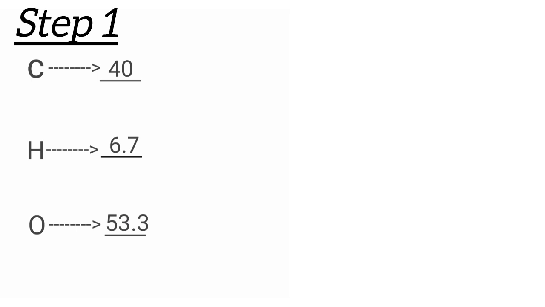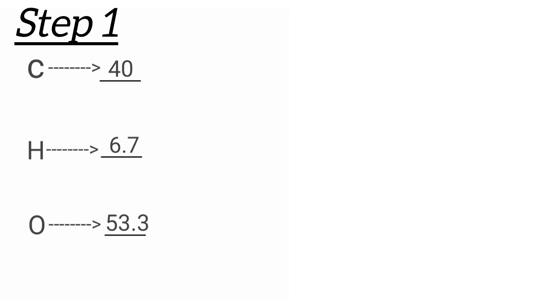So the first step, we said we're going to convert the mass to mole using the molar mass of each element. So that is, in the first step, we're going to divide the mass of each element by its molar mass. So we have three elements here: carbon, hydrogen, and oxygen. Carbon has a mass of 40, hydrogen has a mass of 6.7, and oxygen has a mass of 53.3 grams.